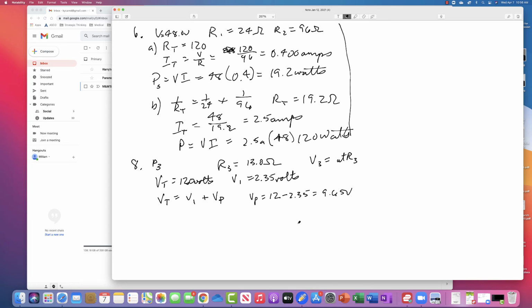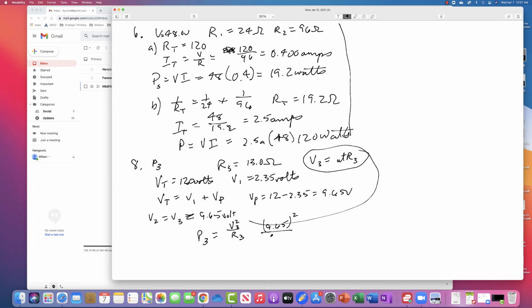And the V2 and V3 are in parallel, so V2 is equal to V3 is equal to 9.65 volts. And the reason we did this is that's what you need to calculate P3. And P3 is equal to V squared over R, which is equal to V3 squared over R3. 9.65 squared over R3, which is 13, which is equal to 7.16 watts.